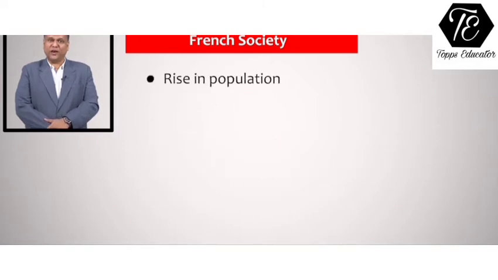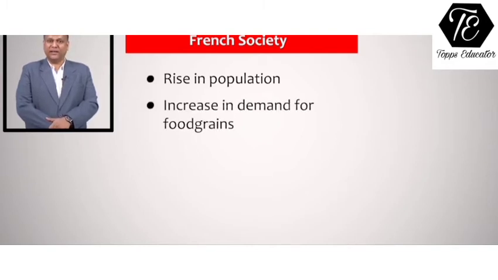The population of France rose from about 23 million in 1750, that is early 18th century, to 28 million in 1789. This led to a rapid increase in the demand for food grains. Production of grains could not keep pace with the demand. So the price of bread, which was the staple diet of the majority, rose rapidly.